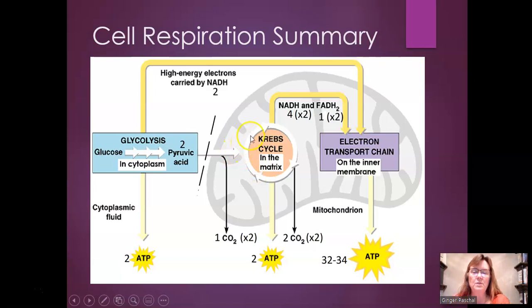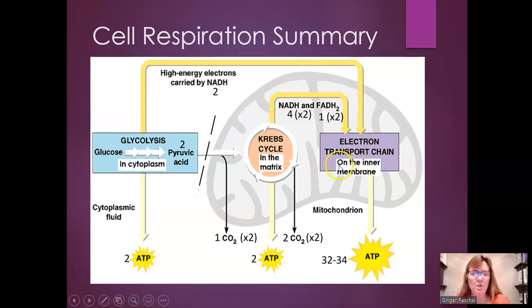When the pyruvic acid goes into the Krebs cycle, it goes through one rotation. In that one rotation, 2 ATP are made, 2 CO2 molecules are released, times 2. Then we've got NADH, 4 of them are made, times 2, because there's a second pyruvate coming through. And 1 FADH2 is made, times 2, because we have another pyruvic acid coming through. These NADHs and FADH2s all go to the electron transport chain.